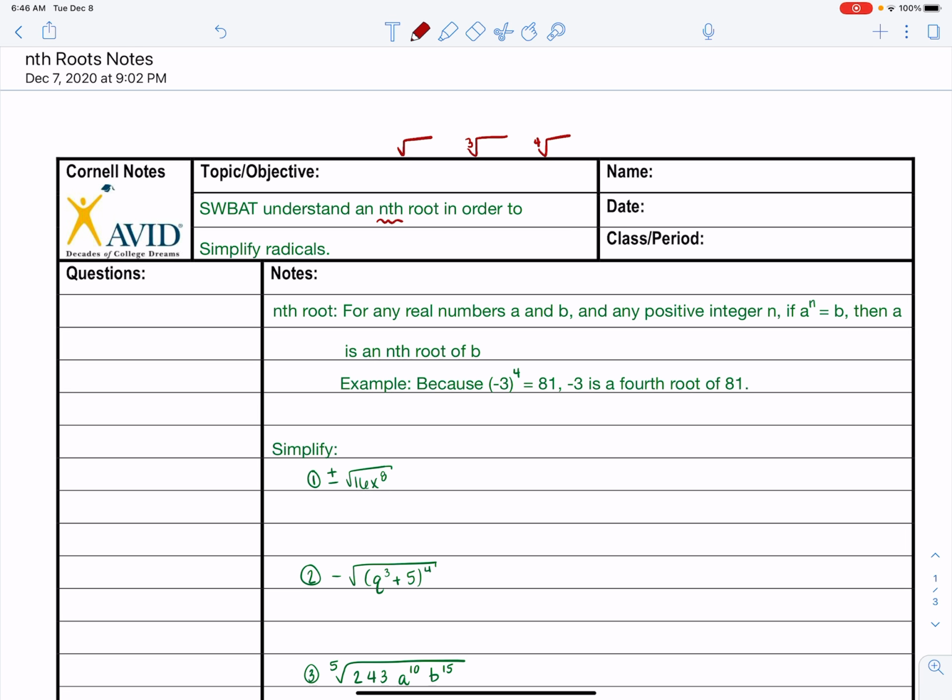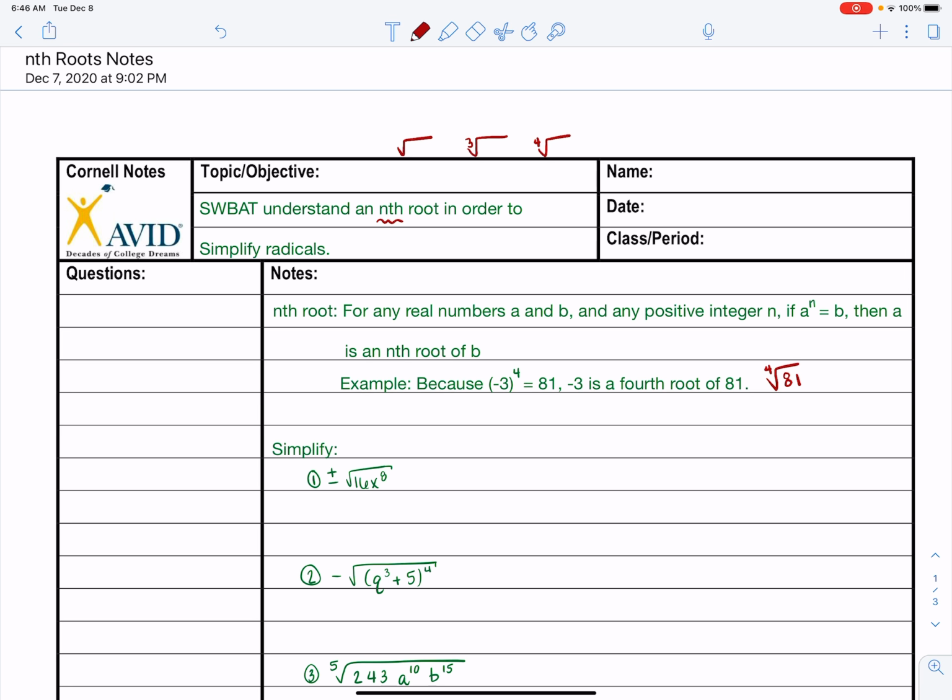All right, so the nth root is for any real numbers a and b and any positive integer n. If a to the nth power is equal to b, then a is an nth root of b. So for example, because negative 3 to the fourth power is 81, then negative 3 is a fourth root of 81. That means if I took the fourth root of 81, my answer is negative 3, or it could be positive 3, okay?